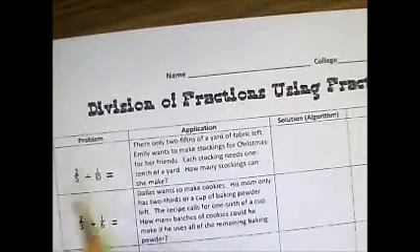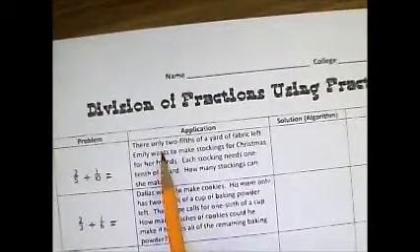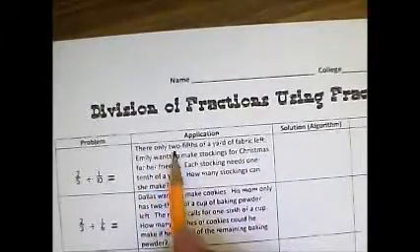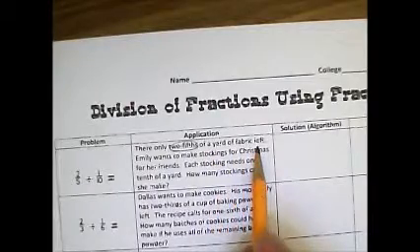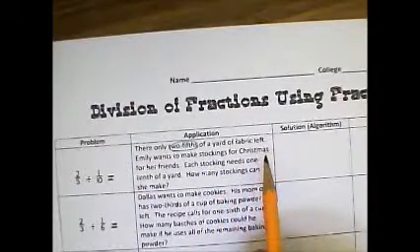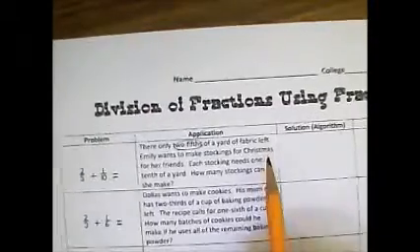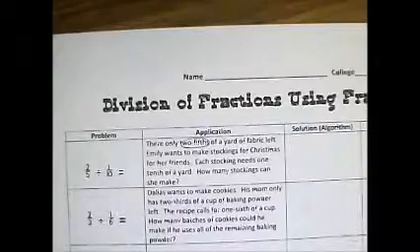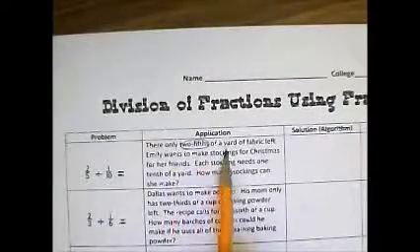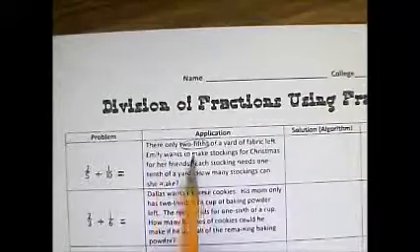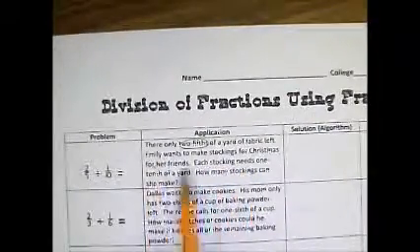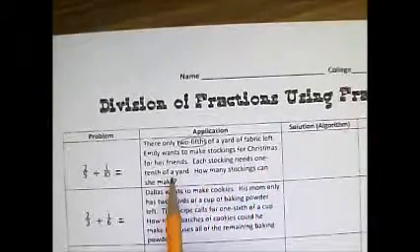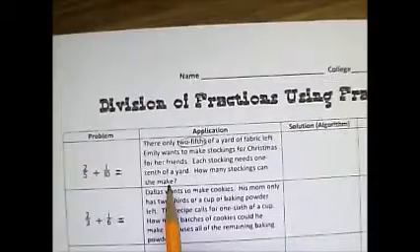Okay? So let's look at the application first. Read it along with me. I'll read, you just follow along. It says there's 2/5 of a yard of fabric left. Are you picturing that? Picture a felt, a soft fabric, because these are going to be for little miniature Christmas stockings. There are 2/5 of a yard of fabric left. Emily wants to make stockings for Christmas for her friends. Each stocking needs 1/10 of a yard. How many stockings can she make?